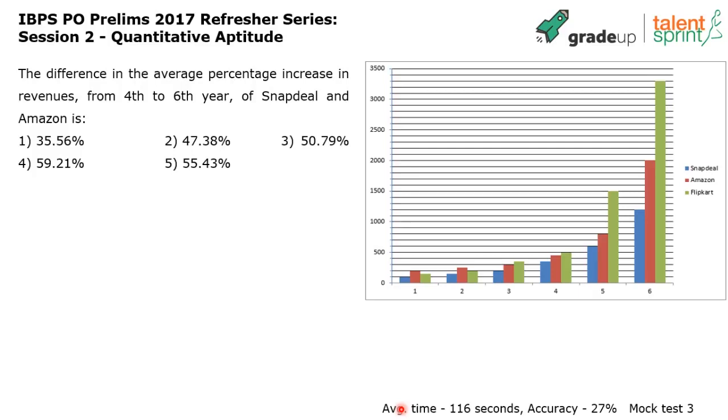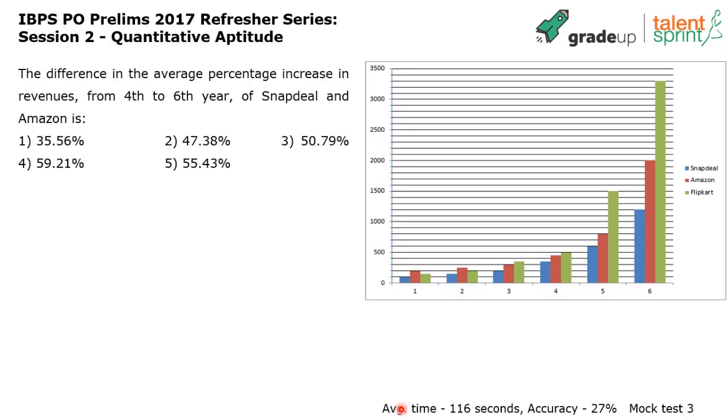So waiting for you all to respond to this question. I think Karthik Kapoor is the first one to answer this, and he says it should be option B. Karthik has got B. Sunil Gupta has also got B. Waiting for more responses. Swagatika has got 47.38, which again is option 2. On the other hand, we have Gautam, who has got option 1, 35.56. Kiran has got 59.21, which is option 4.